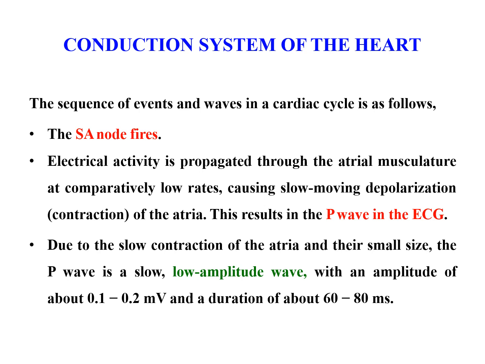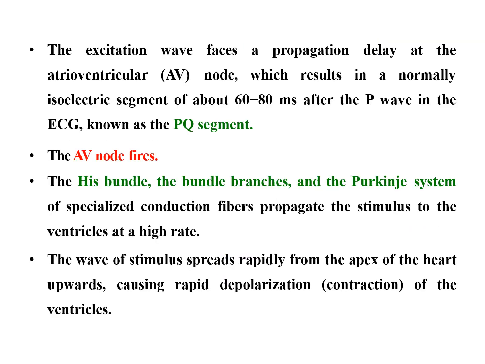Conduction system of the heart. The conduction system of the cardiac cycle is as follows: SA node. The P wave is generated in the ECG waveform, and the P wave is a low amplitude wave. The amplitude is about 0.1 to 0.2 millivolt. The time duration is 60 to 80 milliseconds. This is the AV. Next one is the PQ segment. They generate the AV node.